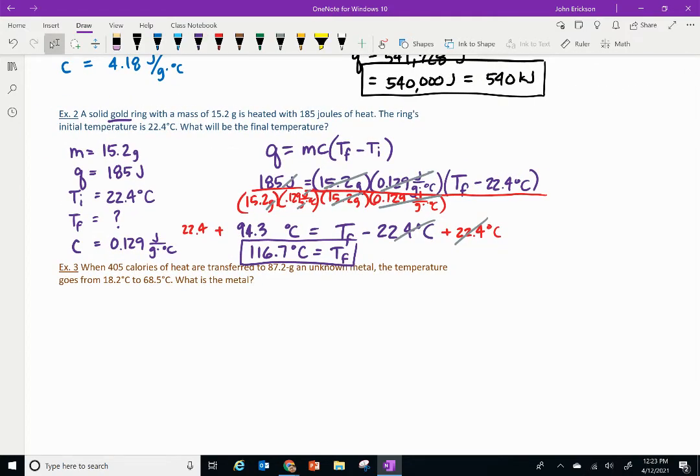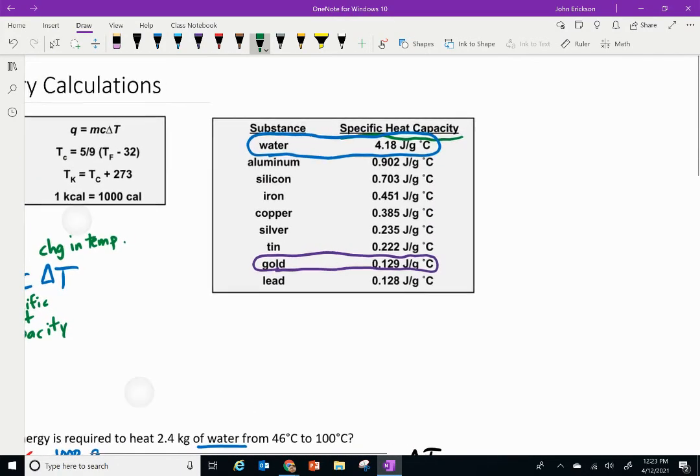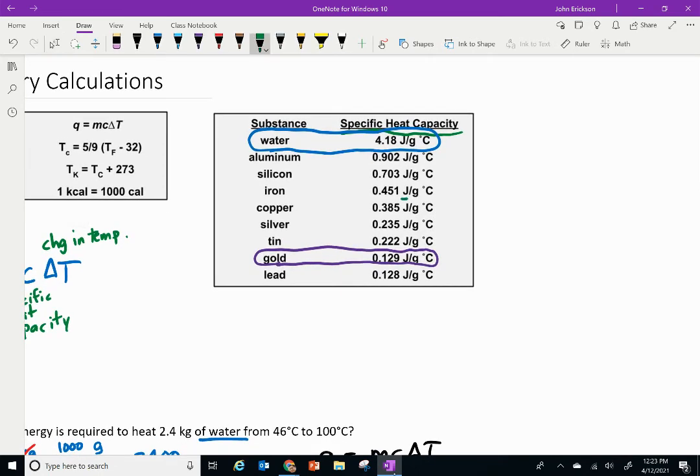All right, let's solve one more of these problems. So for my third example, again, we've got several numbers that come up in this problem. A good approach when you're solving these is to make a list of those. When 405 calories of heat are transferred, that sounds like the value for Q. Notice they gave it to us in calories, and that's not going to work. Again, when we use any of the values from this table, they're supposed to be in joules per gram degree Celsius.